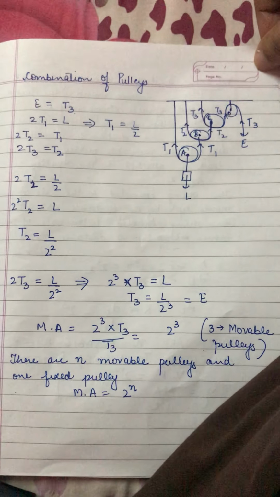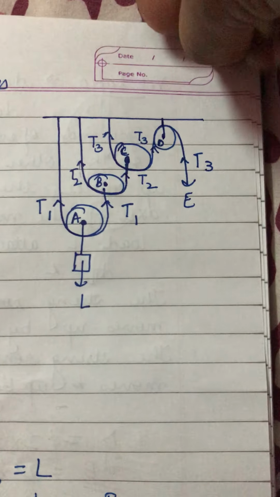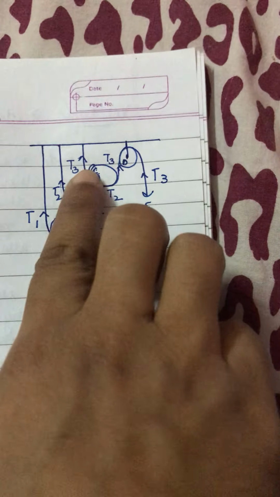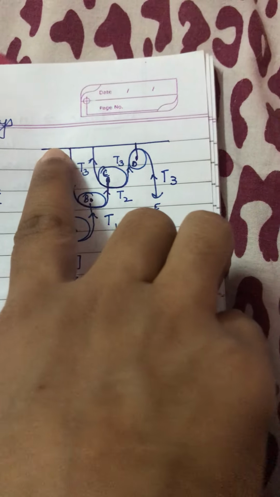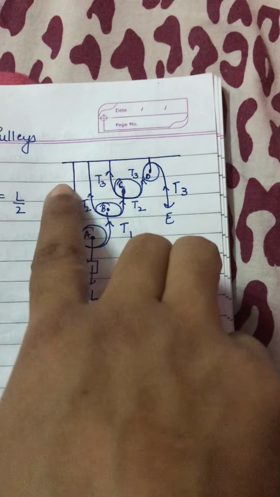Now the next topic, we are having a combination of pulleys. Just see this figure carefully. Here what we are having? We are having 4 pulleys and 4 different strings we are using. See, one string is attached from this, another string, another string. Total 3 strings are there.